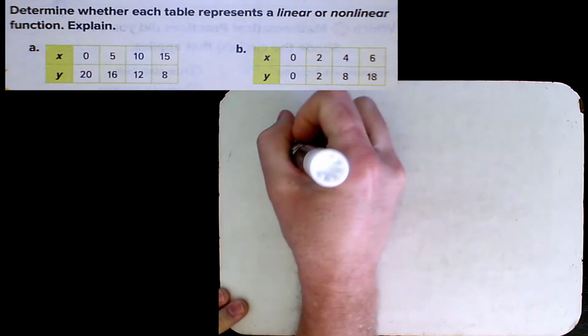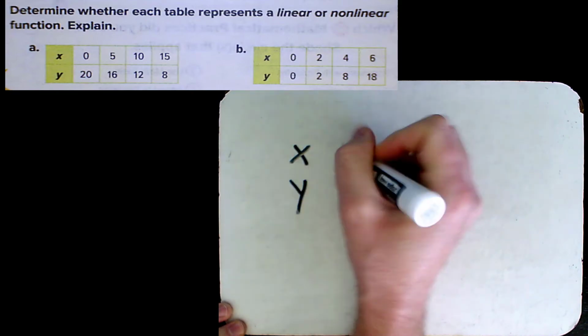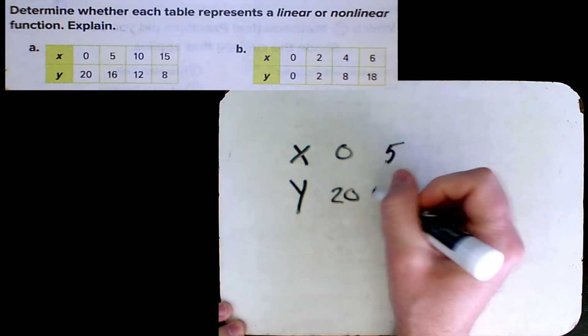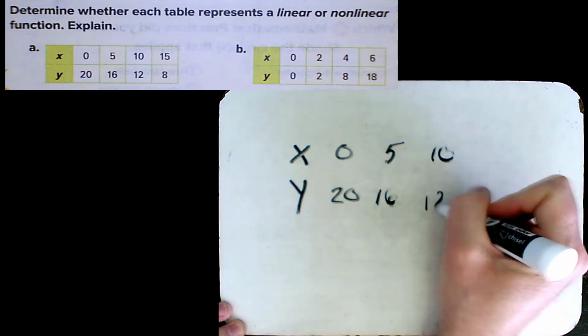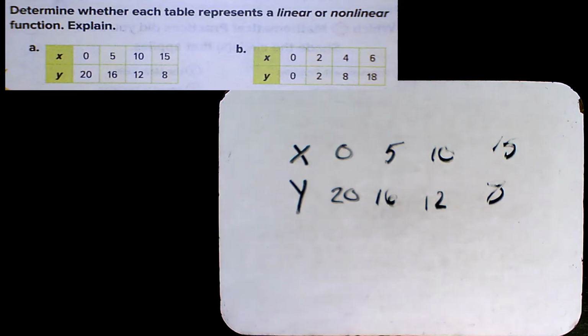So I'm just going to write down the numbers of my first table here, X and Y: 0, 20, 5, 16, 10, 12, 15, 8. Ooh, I need to get a different marker.